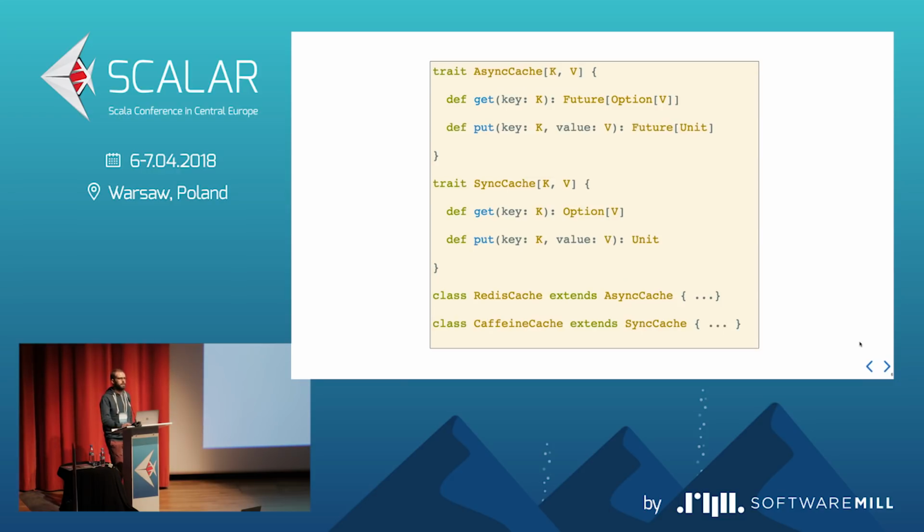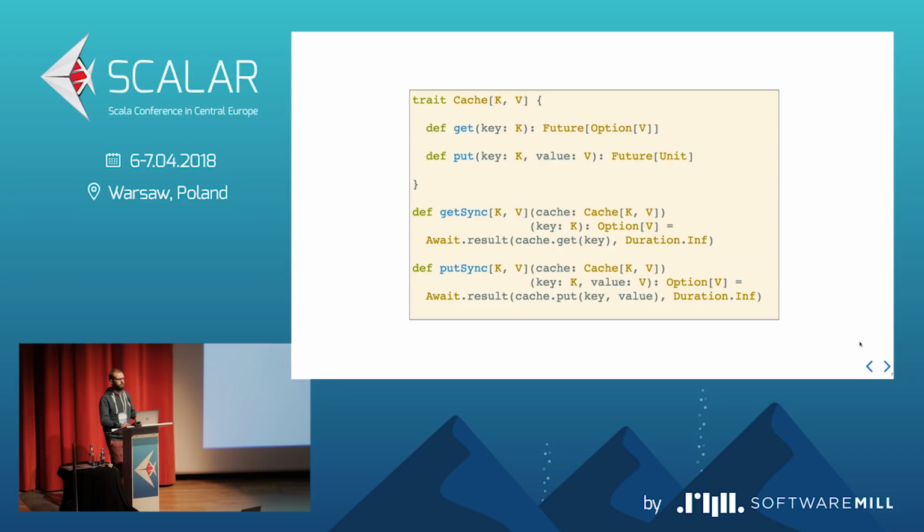But then another way of looking at it is, let's look at it from the user's point of view. The user of the library doesn't necessarily care whether they're talking to Redis or Caffeine or whatever. They care about, in my particular use case, I want a future or I don't want a future. So if they are already doing asynchronous stuff, like they're working in Play framework or whatever, maybe a future makes more sense to them.